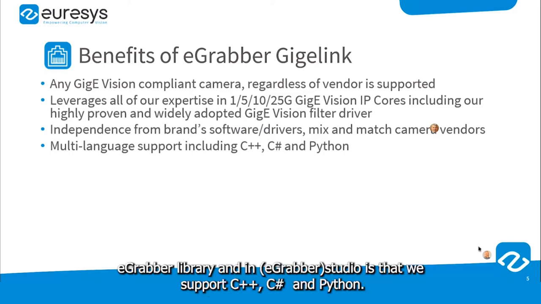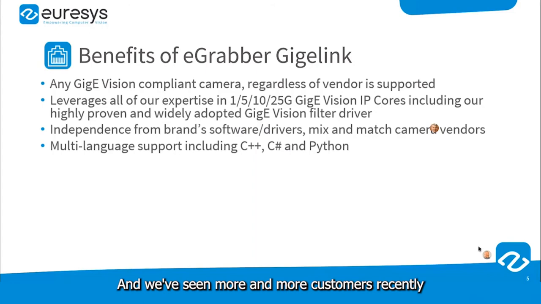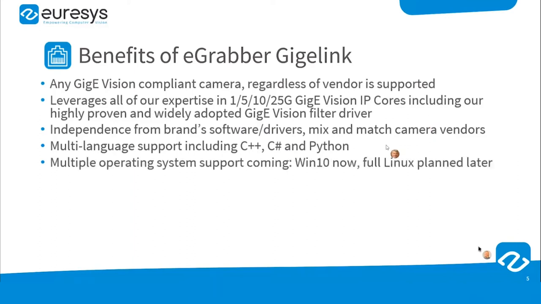Oh, wow. Another point, multi-language support, which we already have with our eGrabber library and Studio: we support C++, C#, and Python. Yes, this is correct. Python is mainly used for quickly prototyping applications and trying out stuff. Yeah, and we've seen more and more customers recently requesting and using Python. So that's a great benefit.